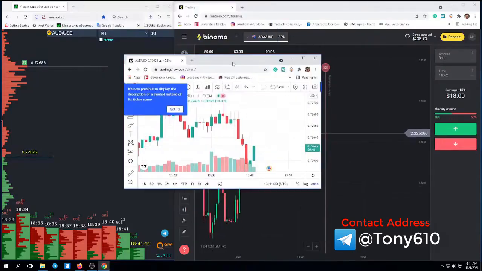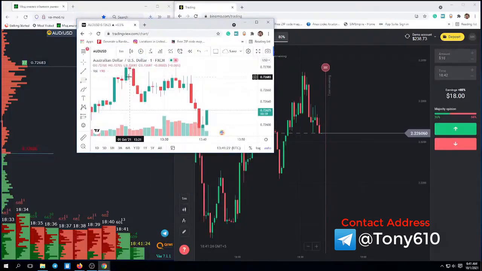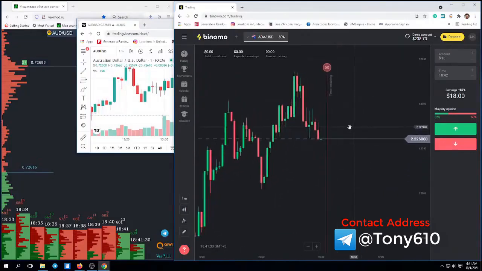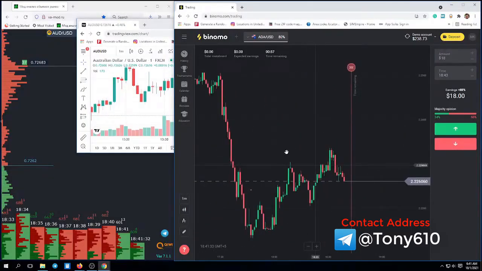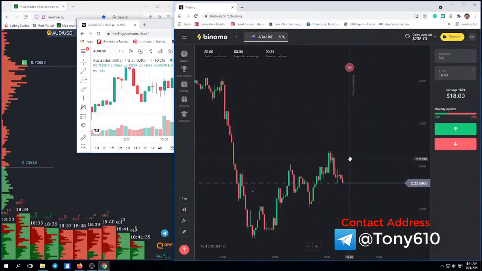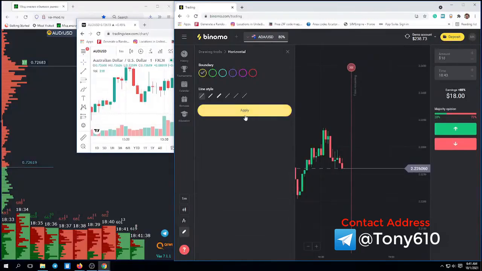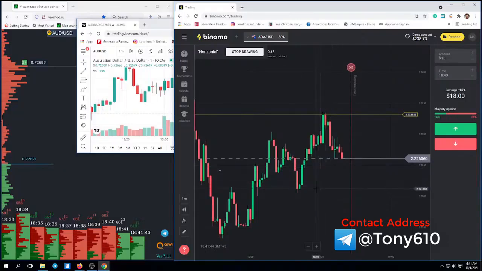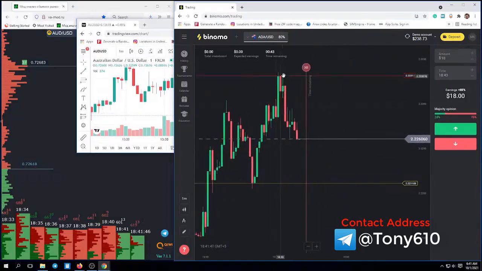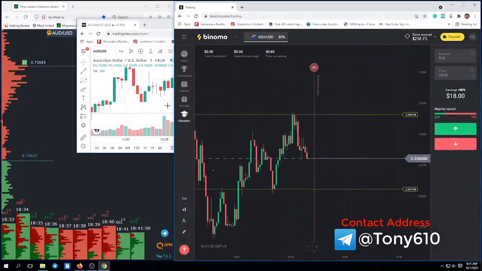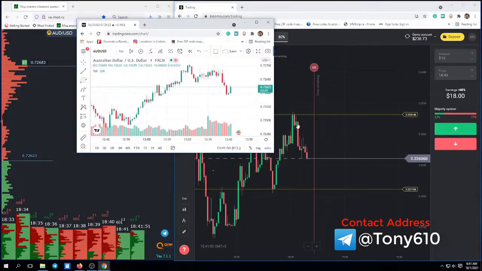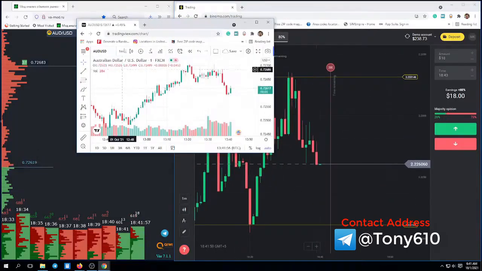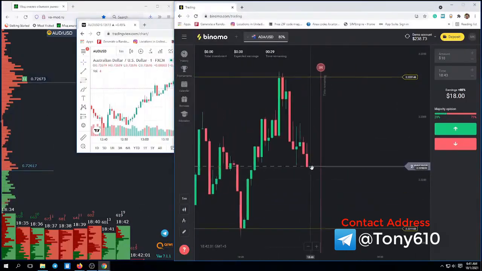So here, first of all, you can see that I am opening the Australian to USD dollar pair. The market is in a downtrend right now. Here are the levels. This is my resistance level and this is my support level. In these levels we cannot trade everywhere until we get strong signals from the volume analysis.